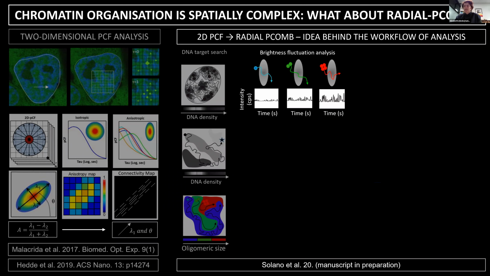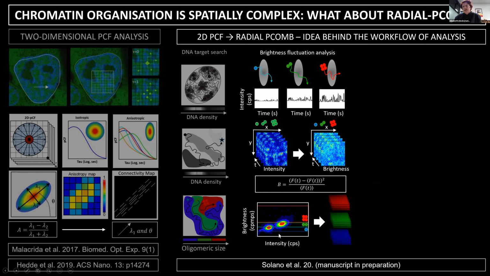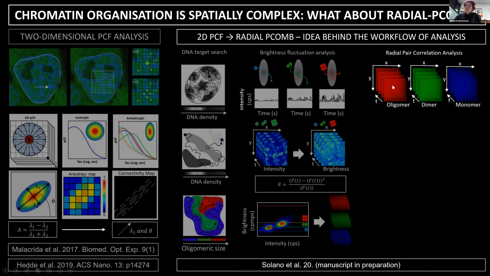So we use the brightness analysis, but we now do it in a frame scan acquisition. We transform our intensity movie into a brightness movie. We filter it into the dynamics of the monomer, dimer, and oligomer. And then we do the radial pair correlation on every pixel within each channel.